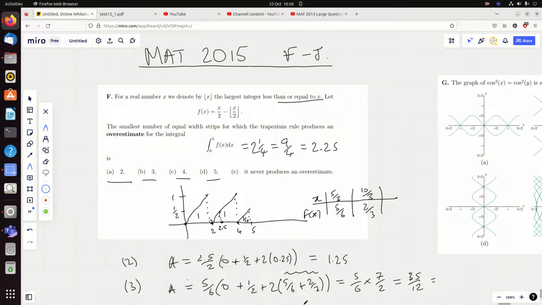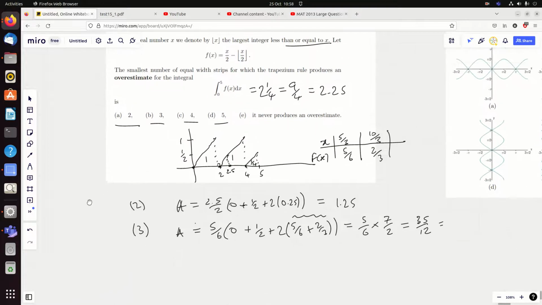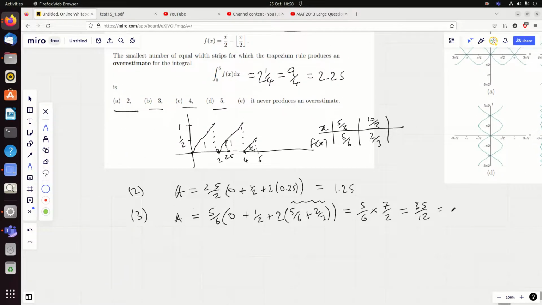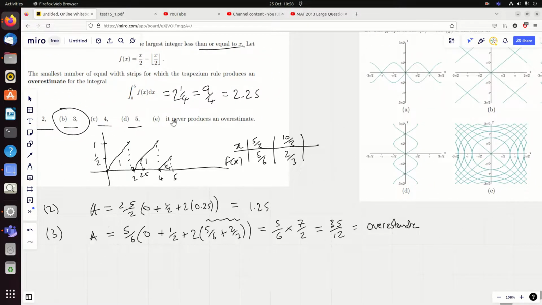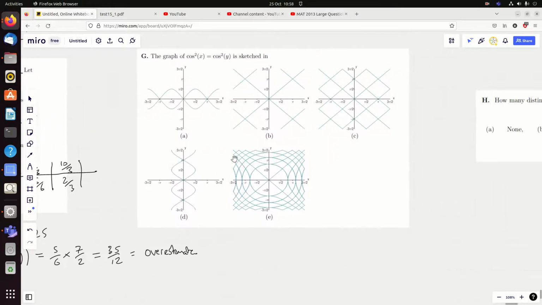Now, I'm liking this, so I must have made a mistake in my notes here. Happens all the time, actually. I think I just forgot to add on the half. Okay, so I did 3 times by 5/6, 15/6. It still ends up being an overestimate, so I think I've got the answer by luck here. But this is an overestimate. And so the answer is B. That is the smallest number of strips for which it produces an overestimate. Well, it's the smallest out of those. It definitely produces an overestimate there, it seems. And so that's that one settled.